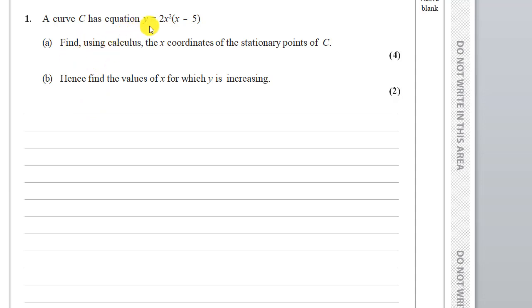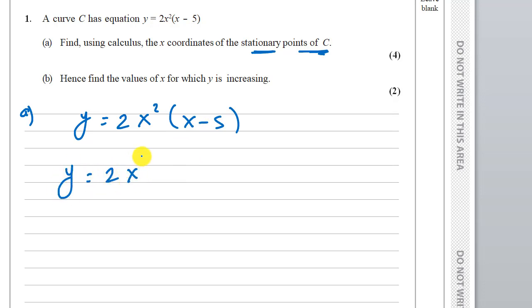A curve C has an equation y equal to 2x squared multiplied by (x minus 5). Using calculus, find the x coordinate of the stationary point of the curve C. So to find the stationary point, we need dy by dx. This is part A. y equal to 2x squared (x minus 5), so y equal to 2x power 3 minus 10x power 2.